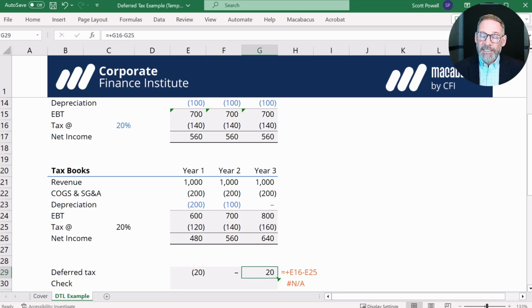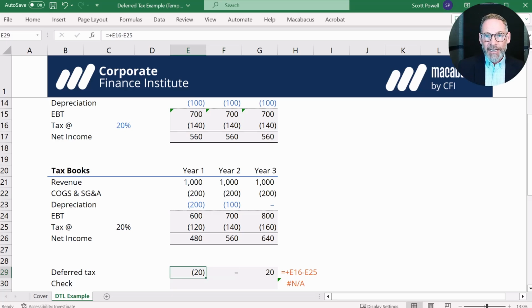However, can you see what happens in the last year? It reverses. This is what we mean by a timing difference. In year 3, we paid 160, which is more than what we said in our GAAP records. We said the tax was 140. We paid 160. That extra 20 is actually paying that tax liability, or deferred tax liability, that we incurred in the first year.